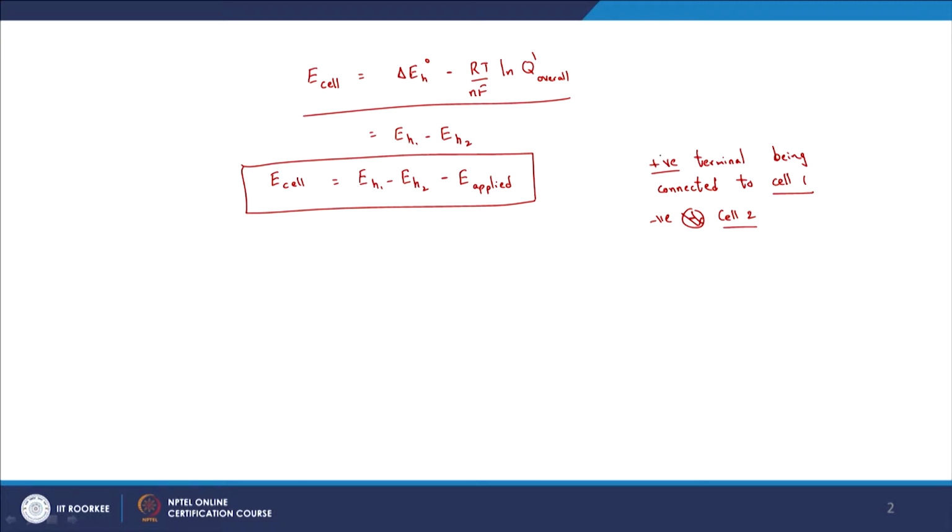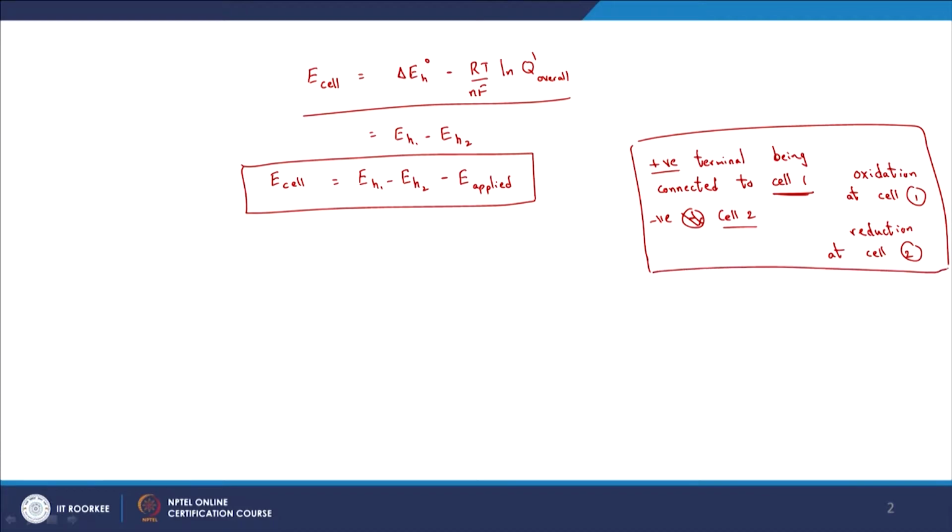What does this mean now? When you connect the positive terminal to the electrode at cell 1, that means you want to promote oxidation at cell 1, and that would obviously mean you would want to then promote reduction at cell 2. So when you are trying to promote these conditions, this particular equation applies, and this is the standard way to look at it.